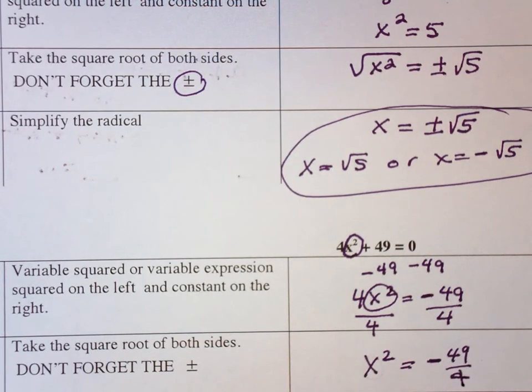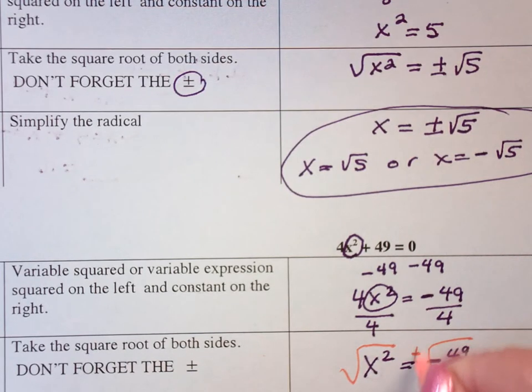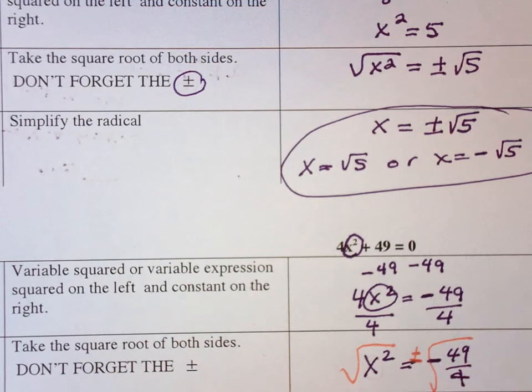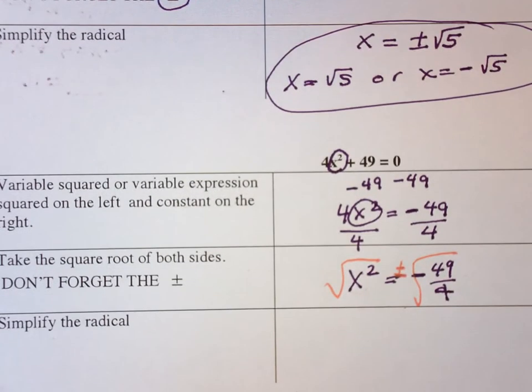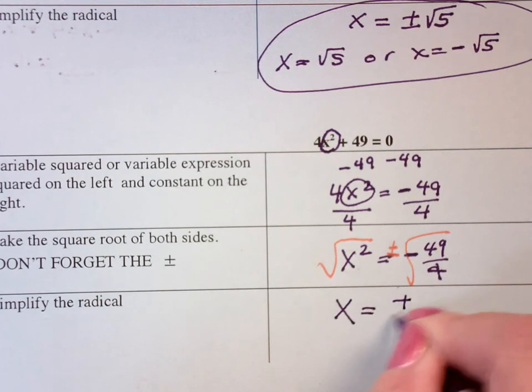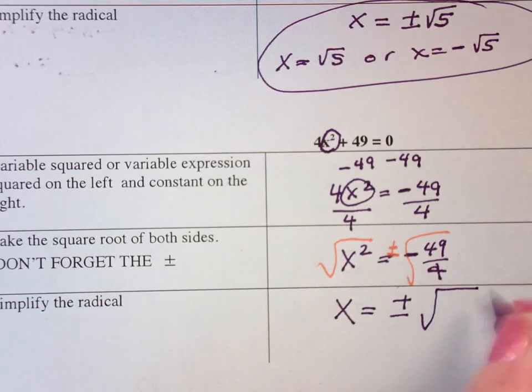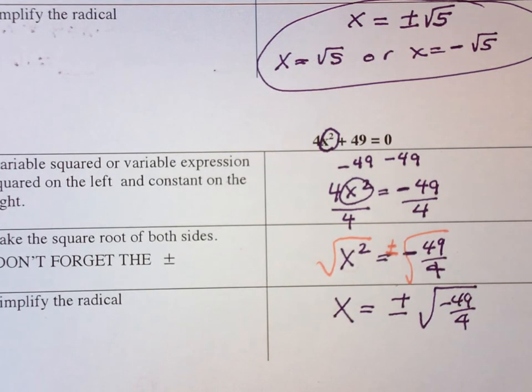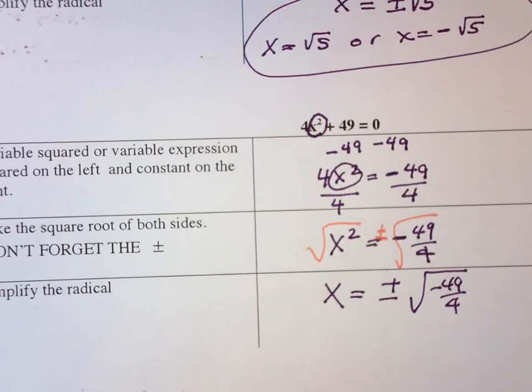Now the square is by itself, so I take the square root of both sides, don't forget the plus or minus. So that x equals plus or minus the square root of negative 49 over 4, which is the same as what? As a simplified radical. 7 over 2. 7 over 2? Negative.